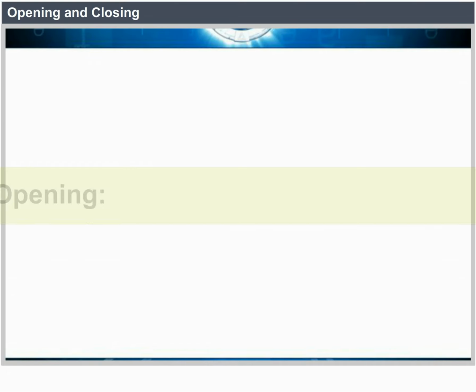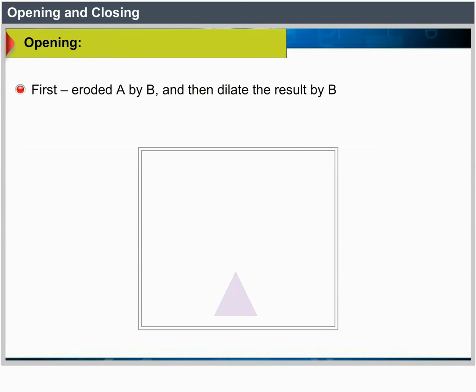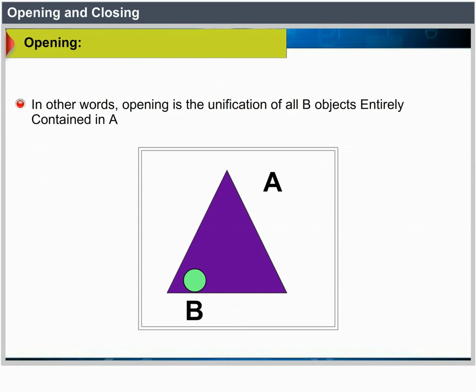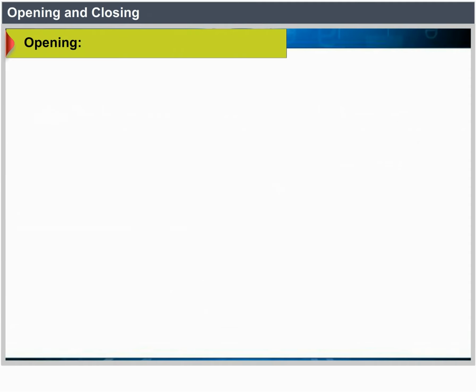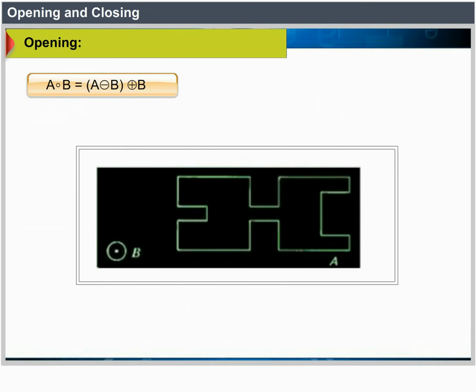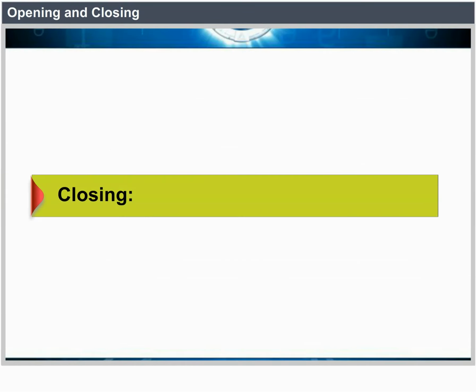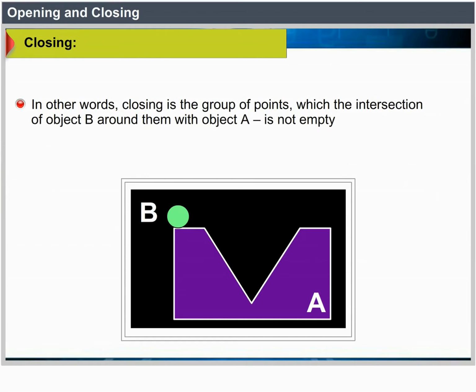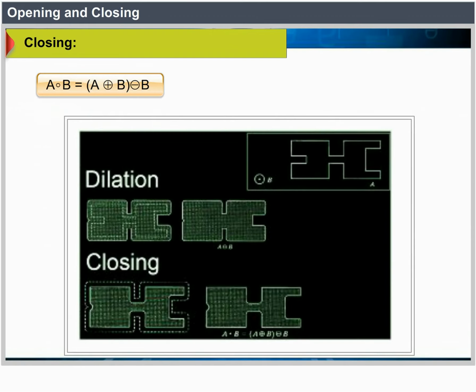Opening. First erode A by B and then dilate the result by B. In other words, opening is the union of all B objects entirely contained in A. The diagrammatic expressions of this can be seen on screen. Closing. First dilate A by B and then erode the result by B. In other words, closing is a group of points for which the intersection of object B around them with object A is not empty. The diagrammatic representations of this can be seen on the screen.